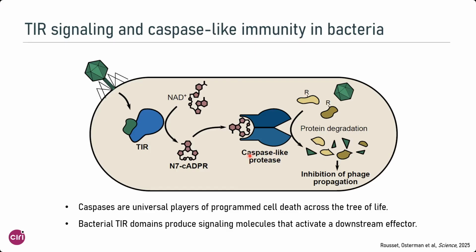And actually, this is very insightful for the field of innate immunity in plants, because TIR domains in plants were also shown to produce a range of signaling molecules in immunity. And actually, we are starting to see that plants and bacteria produce partially overlapping sets of signaling molecules.